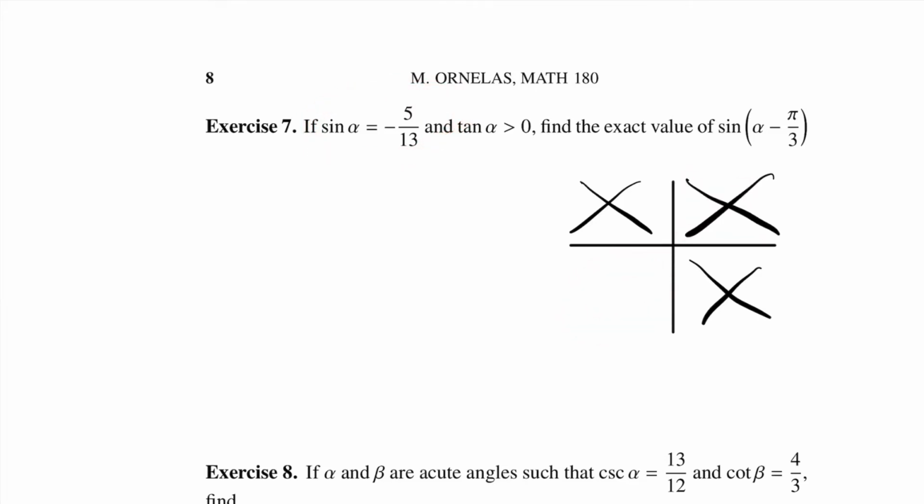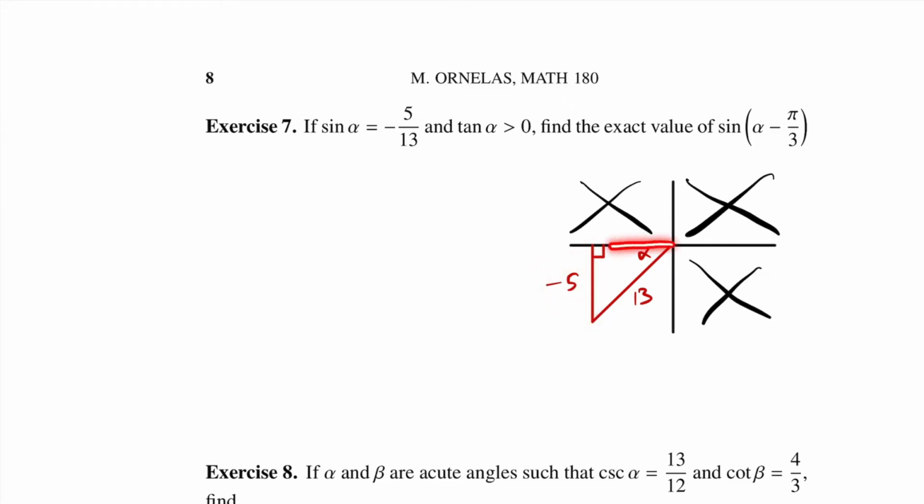So now we've figured out which quadrant our angle lies in. We can draw our right triangle in that quadrant, and the angle is alpha. This is opposite over hypotenuse. Notice I put the negative with the 5, not with the 13. Hypotenuses are never negative, only the sides can be negative. And this one's going down, which tells you it should be negative.